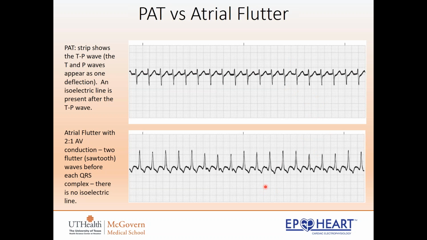And the way we know the difference is looking at this isoelectric line. Every time this EKG comes down, we have a nice isoelectric line. So that means we have a P buried in this T wave. So that's an atrial tach.